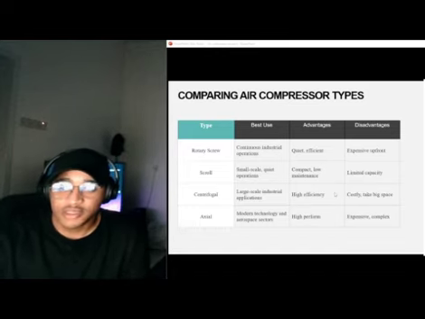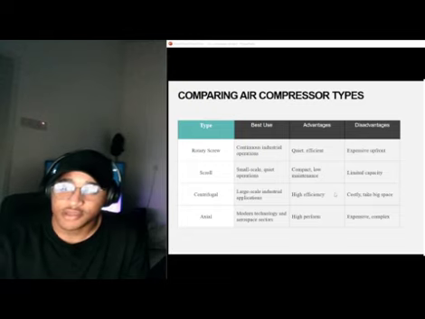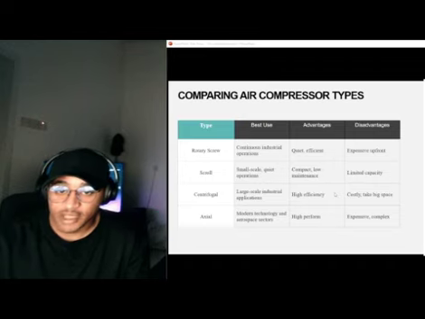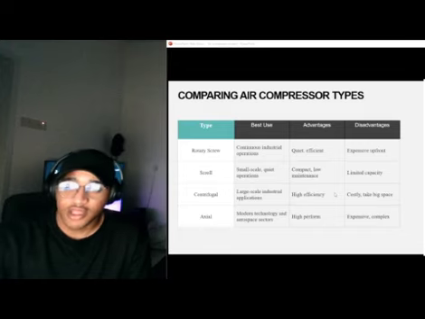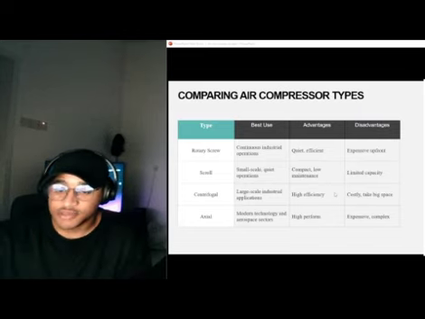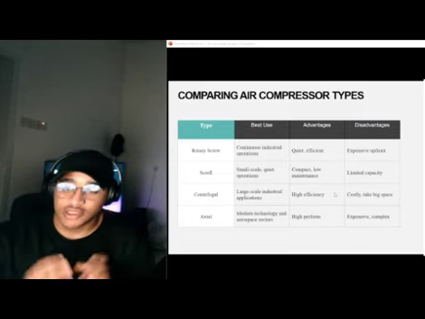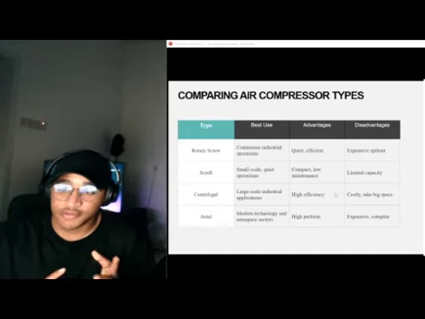The other type is the centrifugal compressor, which has large scale applications. The advantage is high efficiency, and it's mostly used on the ship. The disadvantage is that it's expensive and takes space. It takes a big space in any place we want to put it, and it's not easily moved.